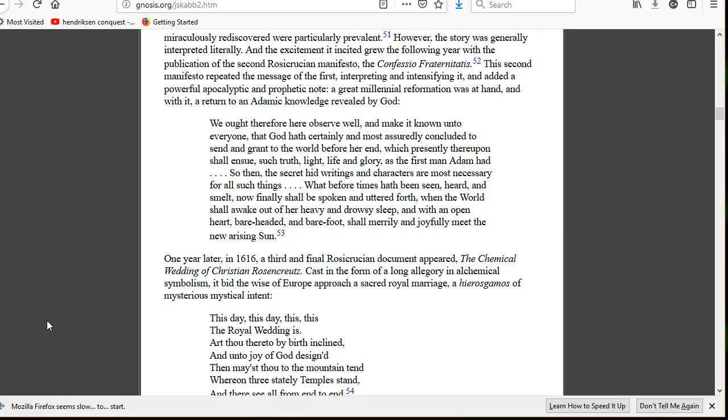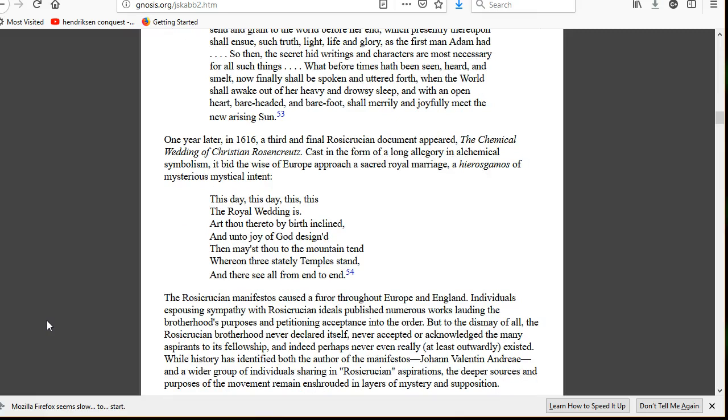One year later, in 1616, a third and final Rosicrucian document appeared, the Chemical Wedding of Christian Rosenkreutz. Cast in the form of a long allegory in alchemical symbolism, it bid the wise of Europe approach a sacred royal marriage, the hierosgamos of mysterious mystical intent. And this from the third document.